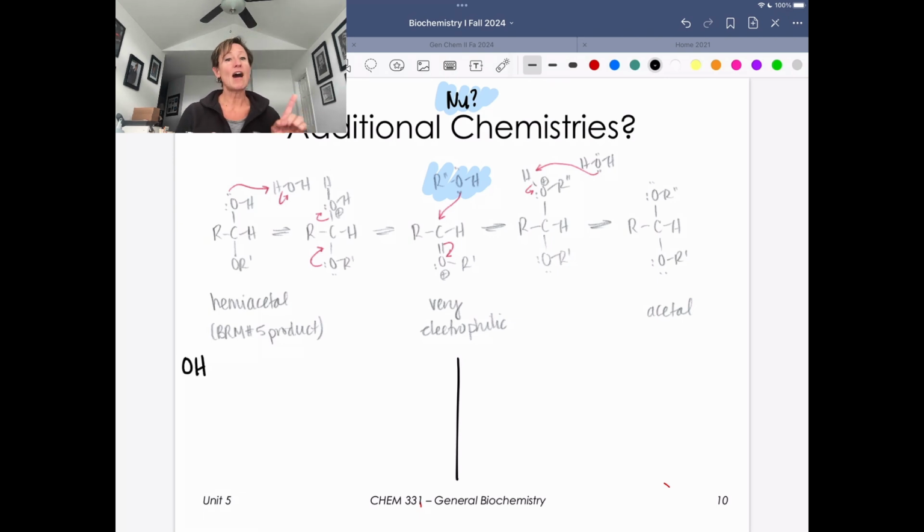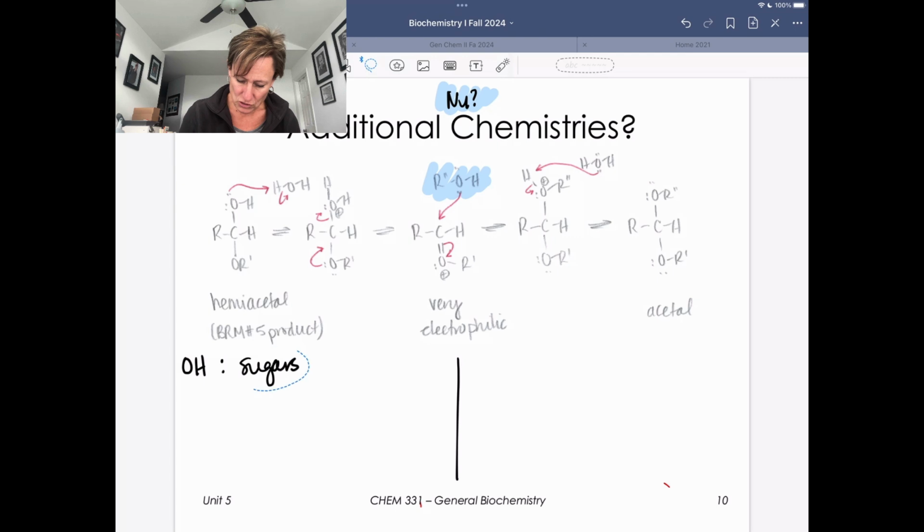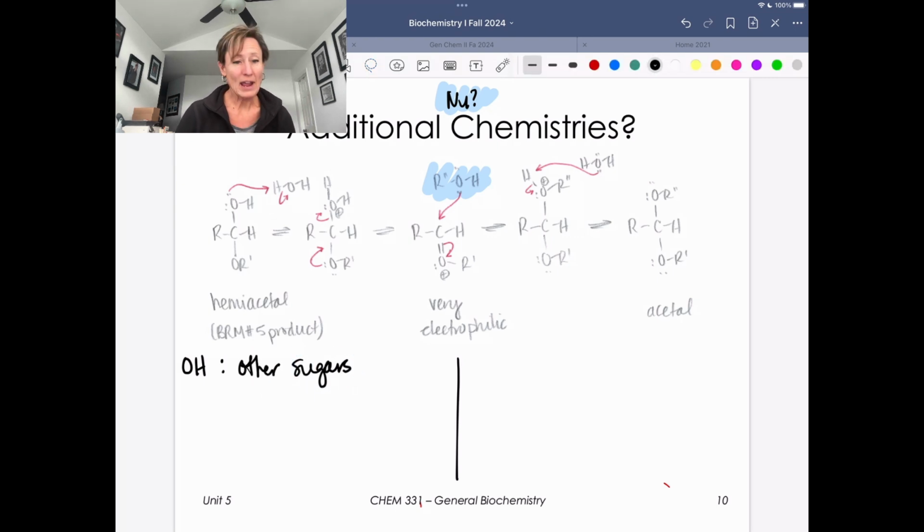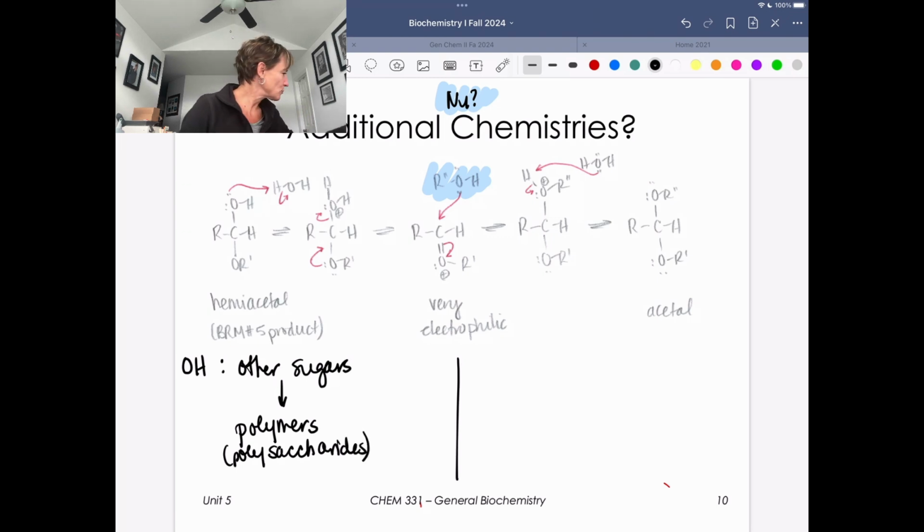We can have an oxygen as part of an OH group. Okay, we can see that coming from other sugars. That's right, other sugars here. Okay, and when we have other sugars, we are going to generate polymers. That's how we polymerize our sugars. Those, again, are polysaccharides.